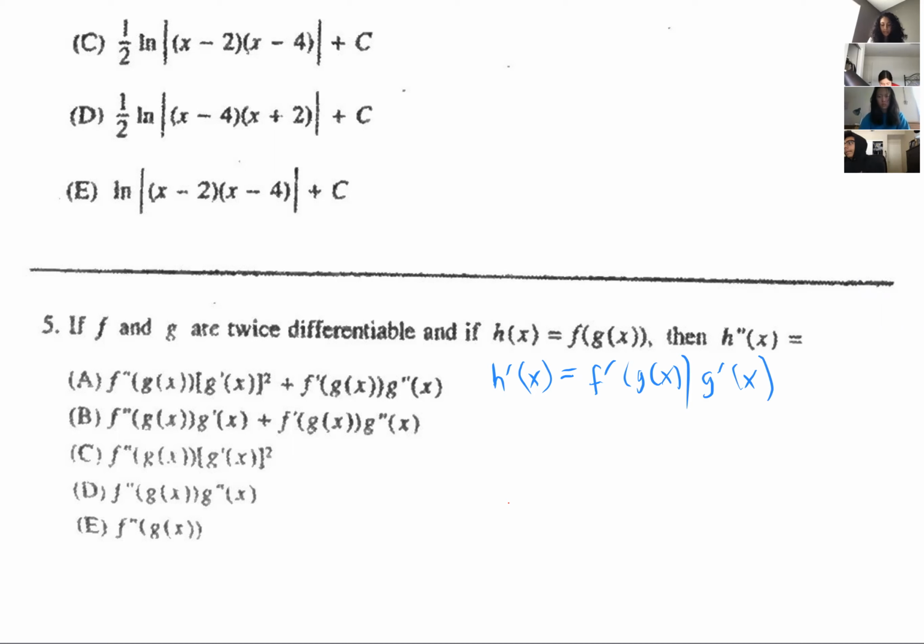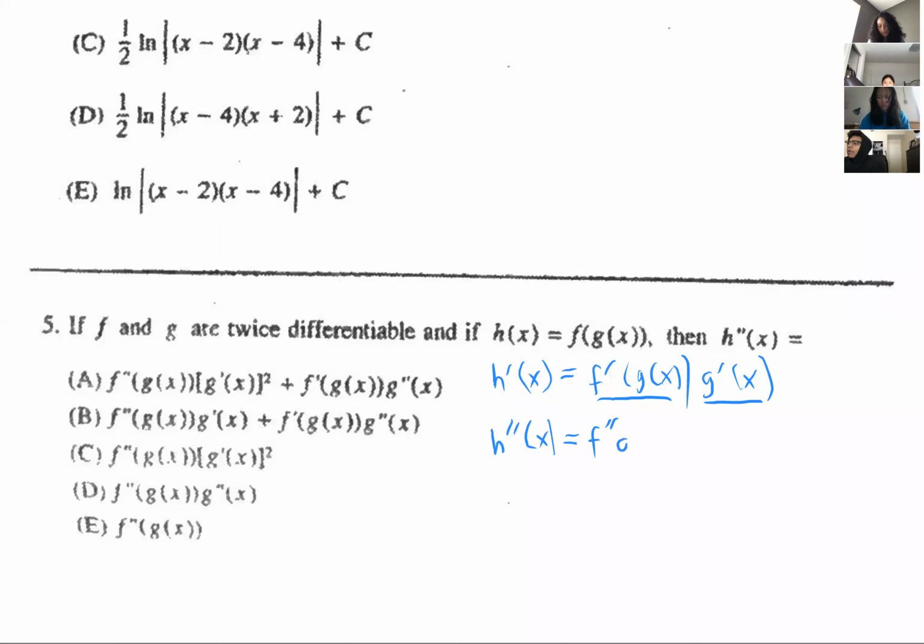But it's asking for the second derivative, so now I have to do product rule. So product rule says I'm going to take the first factor, or it looks like how they wrote it here, they did the derivative times the first factor. It doesn't matter which factor you take the derivative of first. So when I take the derivative, this is my first factor, this is my second. So I'm going to take the derivative of the first factor.